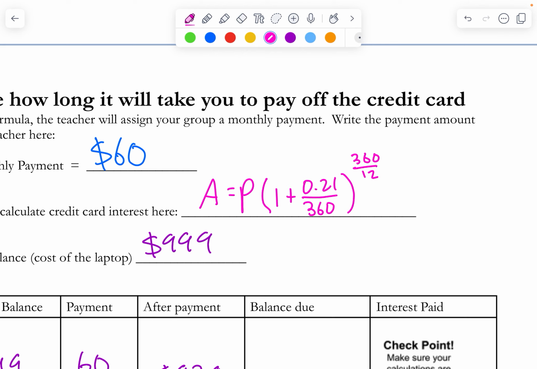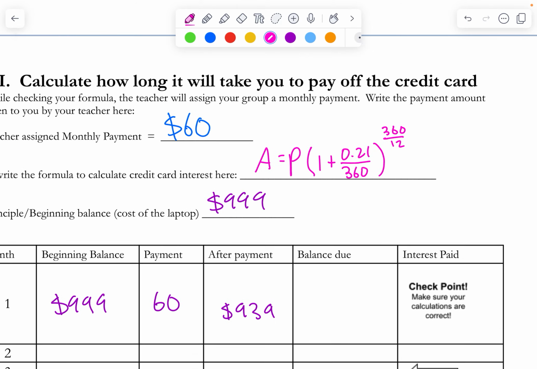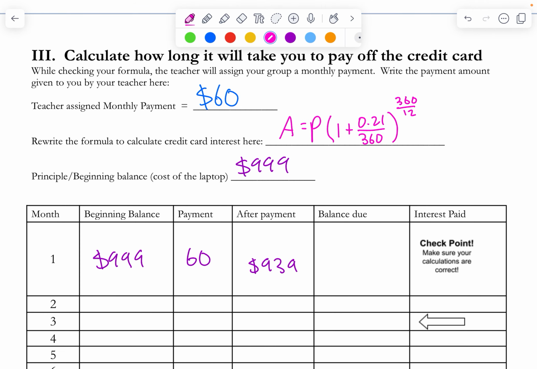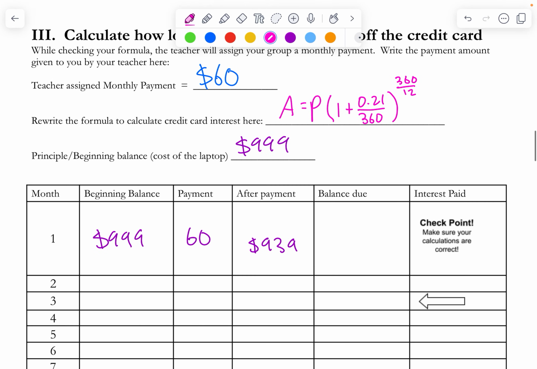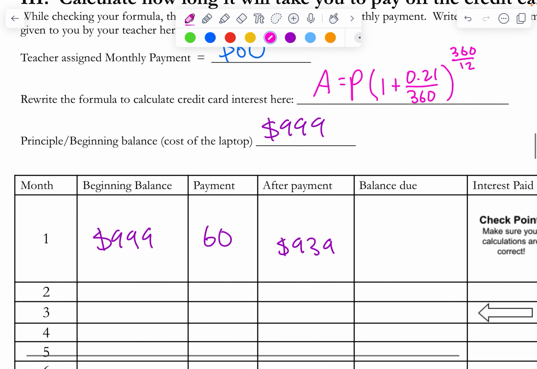So your formula should look like this. A, your final amount, equals P times 1 plus your rate as a decimal over your N, which would be 360, to the power of 360 divided by 12. And you could even simplify this 360/12 to 30 when you do your calculations to make it easier, if you would like to. And so your starting cost of the laptop is $999. So now I'm going to go through this chart and how you would do each row. Okay, so let's say you have a beginning balance of $999 and you make a $60 payment on it at the beginning of the month.